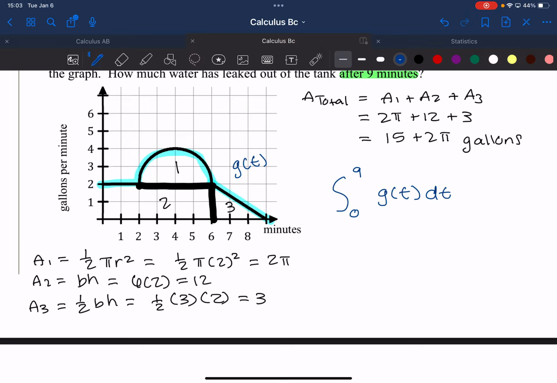Once we learn the properties of integrals, we would be able to solve this if they gave us the equation for g of t. But since we weren't given the equation, we had to go back and use some of our algebra and geometry skills to find the individual areas and add them together. So if we were to solve this, we would also get that same thing, 15 plus 2 pi gallons.